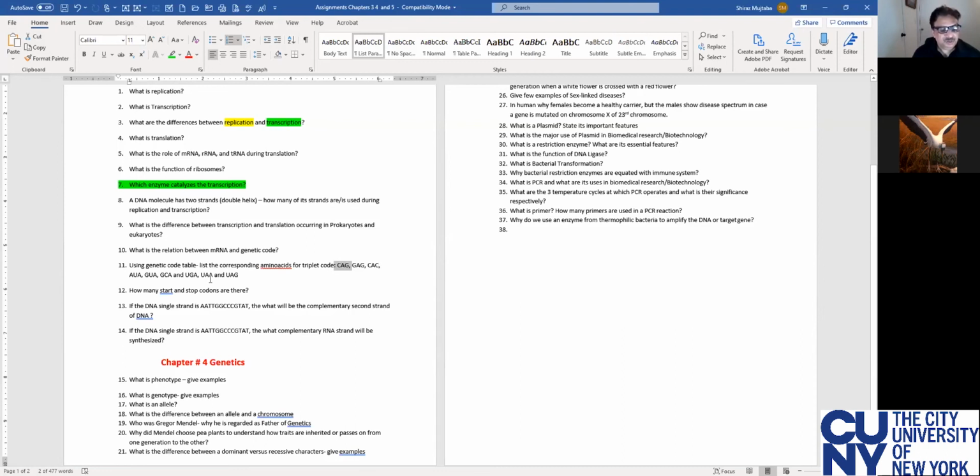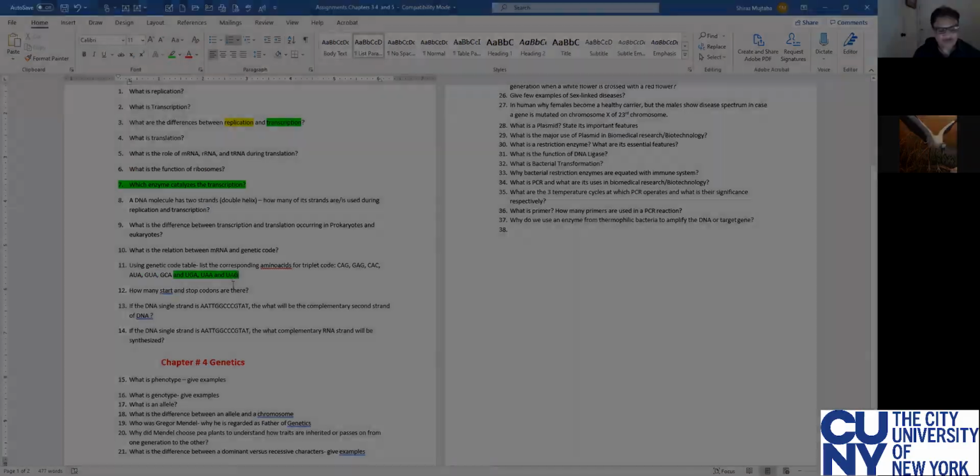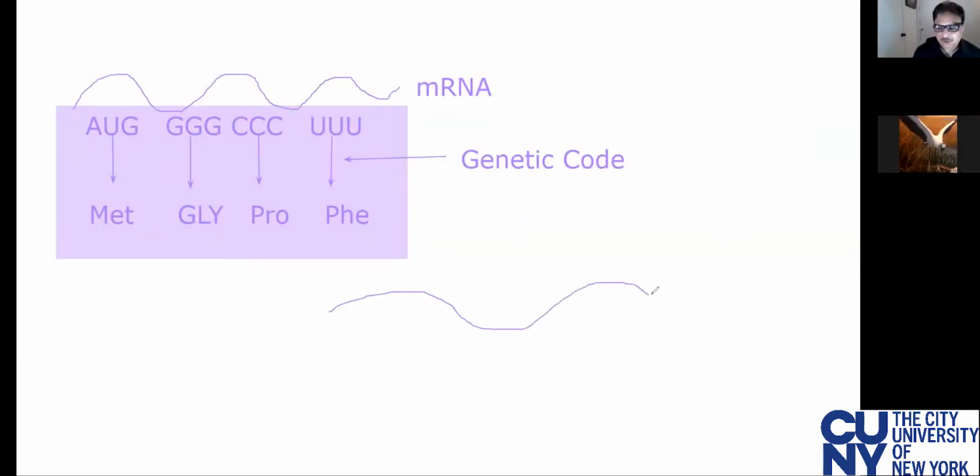Now I would like to put emphasis on three nucleotide triplets here: UGA, UAA, UAG. Let's say this is an mRNA molecule. In this mRNA molecule, 99% of the time, 99.9% of the time, the starting triplet nucleotide will be AUG.